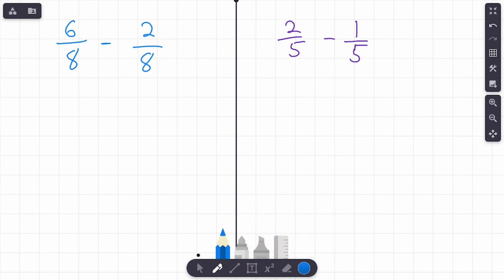The first thing I want us to do is look at our denominators. Are the denominators like? Are they the same? Well, let's look. Both of them are 8, so that's good news. So we can go ahead and start solving this. Remember, if they're not the same, then we're going to have an extra step. But they are the same, so we can get going with it.